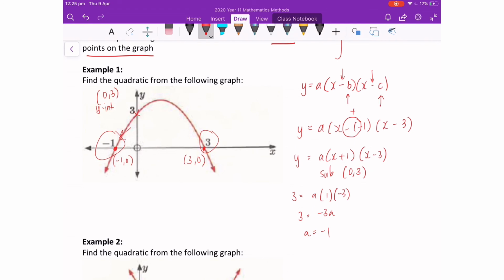So that means y is equal to -(x + 1)(x - 3). And we know that that should be a negative because we can see that's a maximum, isn't it? So because we can visually see it's a maximum, or like an upside down graph, that's how we know it should be a negative, and that's what we found out, so we're on the right track.